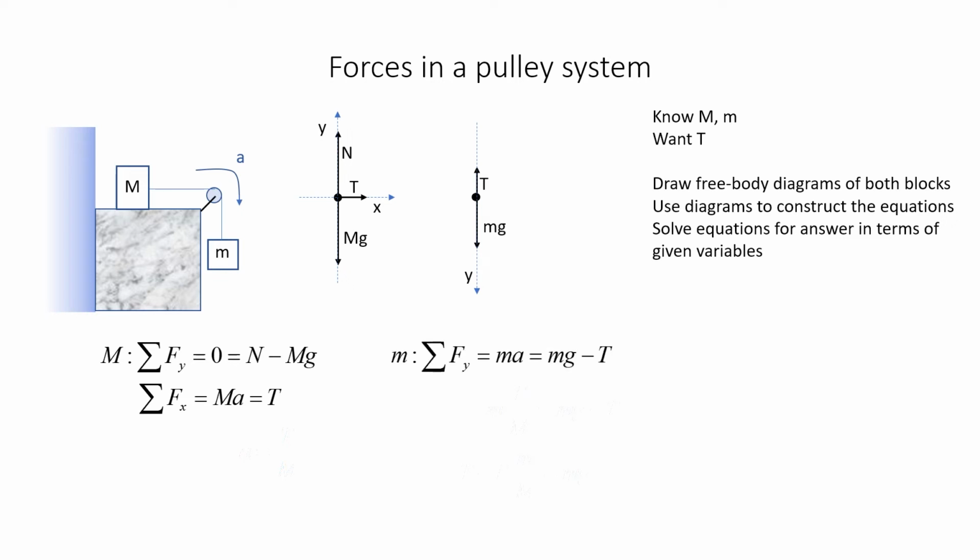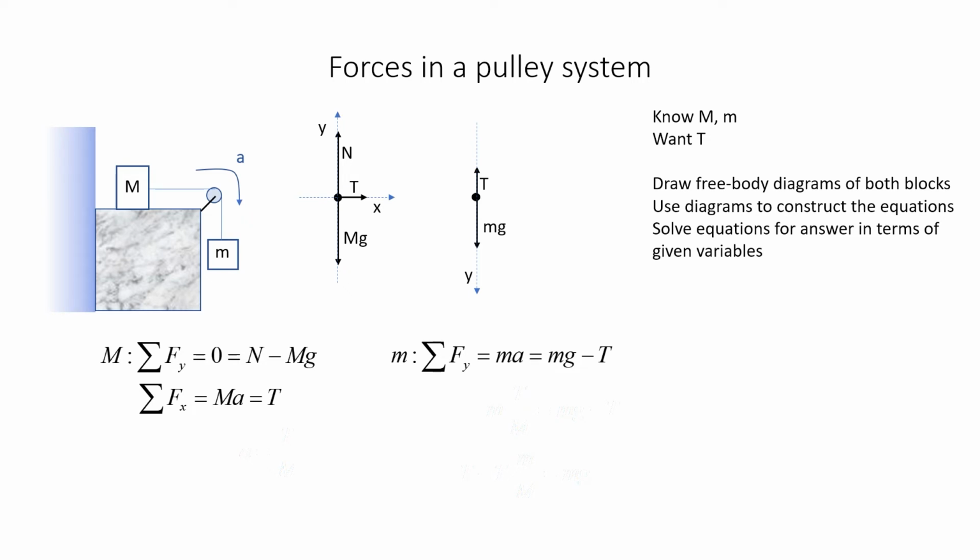We take our net force equation for the hanging mass in just the same way. We have the net force in the y direction equals ma equals mg minus T. The mg is positive here because I've defined downward as being the positive direction.